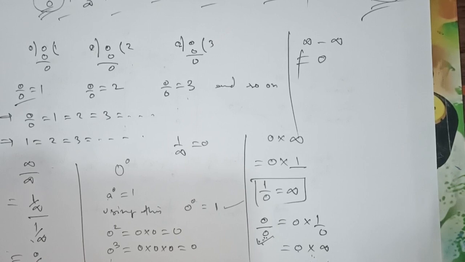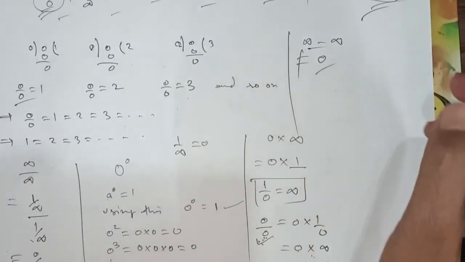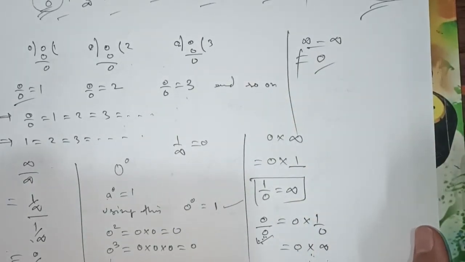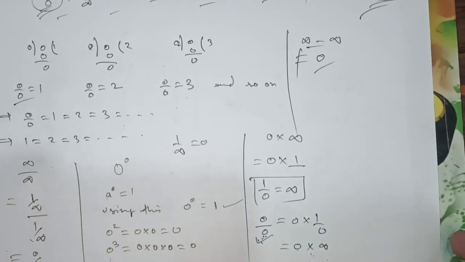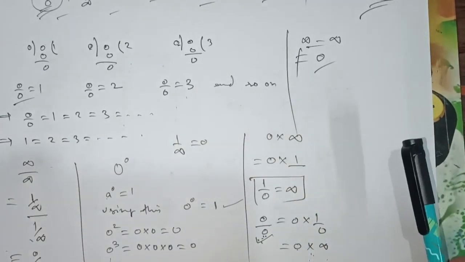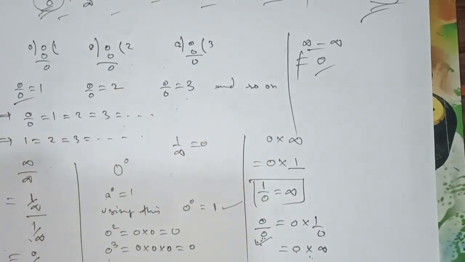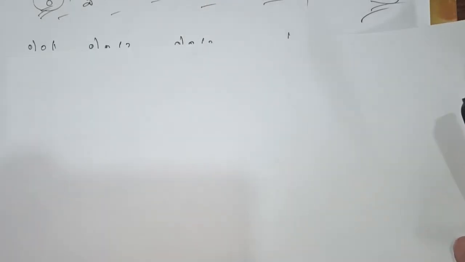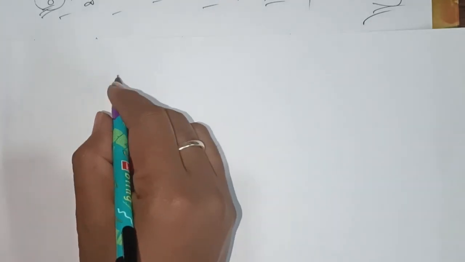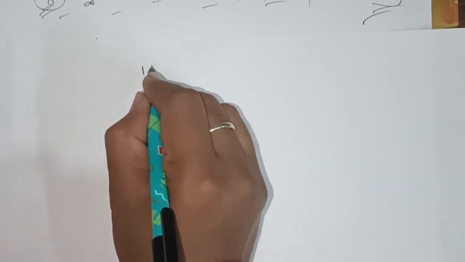So that means this may have many values which you cannot determine. So we can conclude infinity minus infinity is an indeterminate form. And one more form we're going to see now, that is 1 to the power infinity.